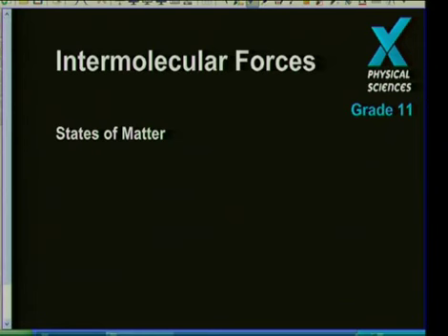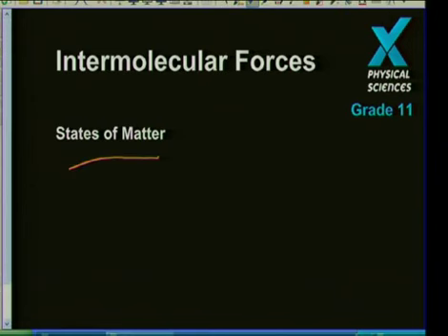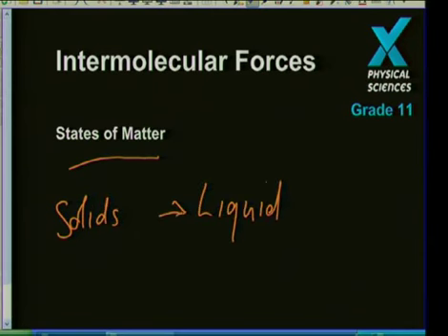Let's talk about states of matter. Now, from work that you've done earlier, you will recognize that we have solids, we have liquids, and we have gases.